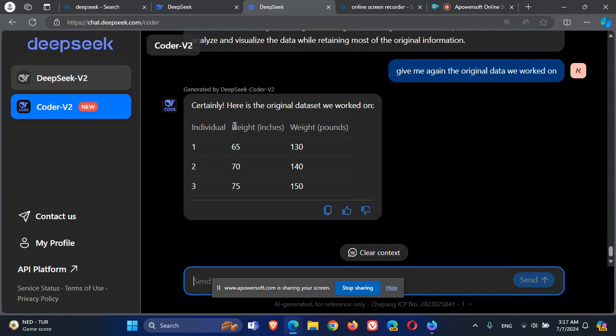I have three individuals, each one has height and weight, and I want to see how I can project them. Instead of using two dimensions to describe each individual, I want to get one dimension which describes each of the individuals. As you can see, the first individual's height is 65 and weight is 130. The second one is this and this, the third is this and this. The first is the smallest and the third one is the biggest.